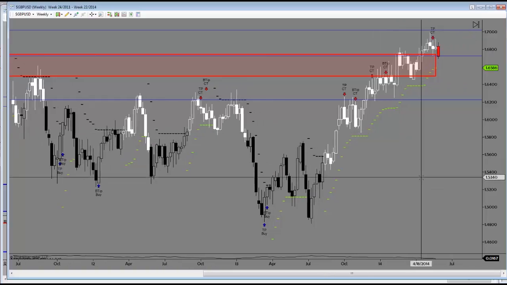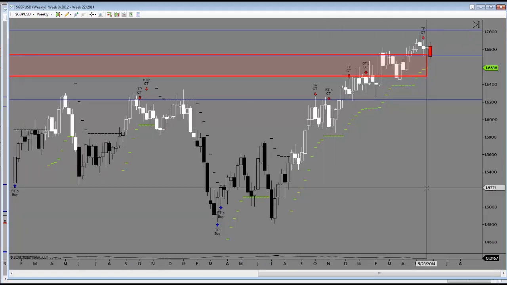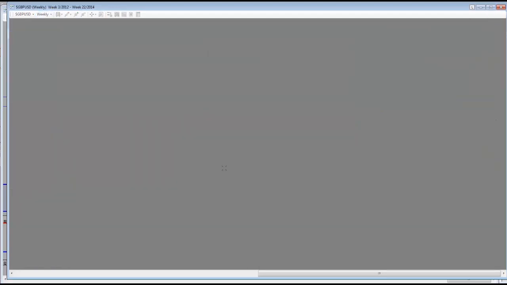All right, so GBPUSD, look at that bad boy pulling back. I love to see that. That is our weekly chart. We made slightly lower lows. So let's go back in. Let's go look at a daily.